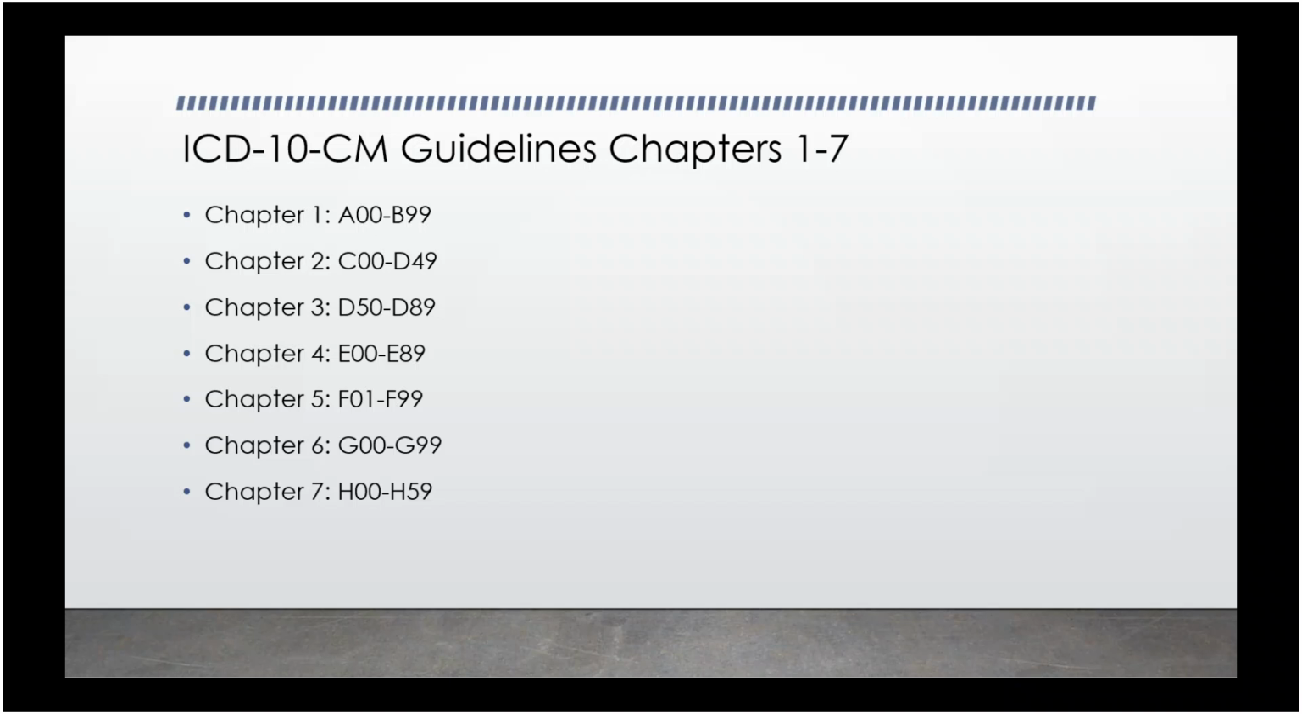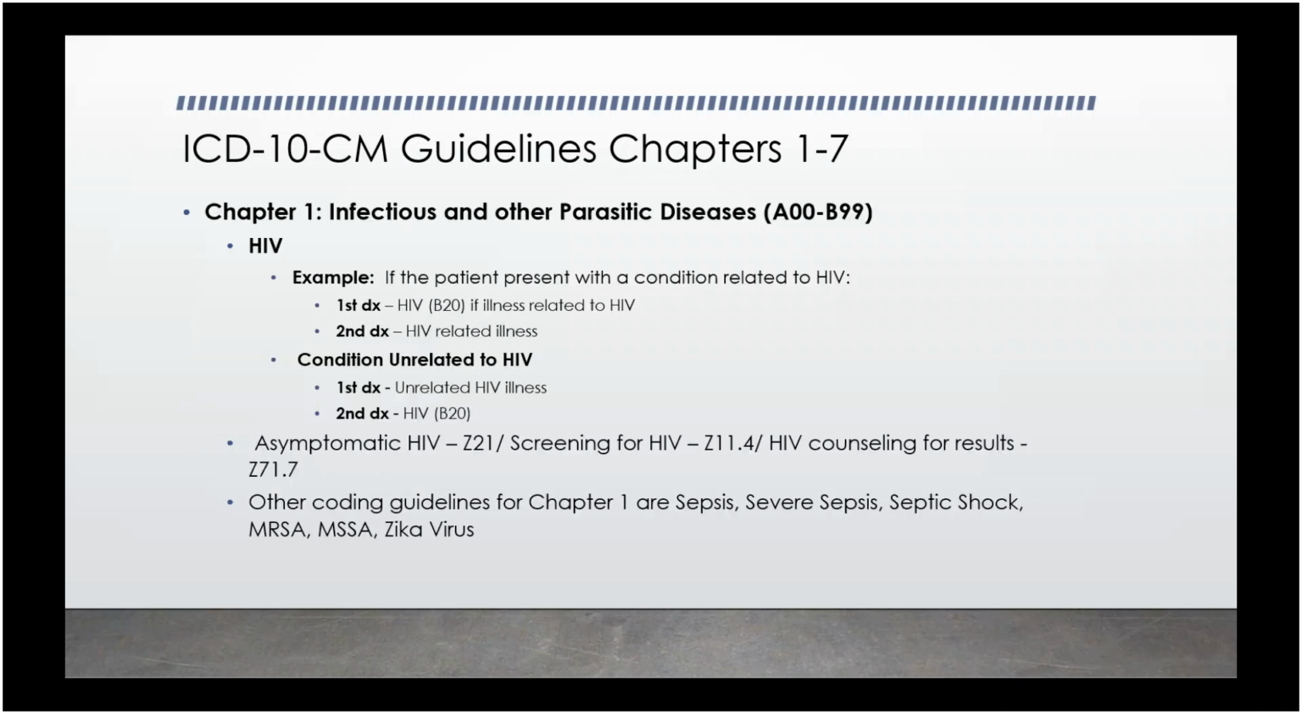The chapters that we're going over are 1 through 7. So we're just going to jump right into chapter 1. Chapter 1 has to deal with infectious and other parasitic diseases, and it's A00 through B99. What they focus on for the test here is mainly HIV.